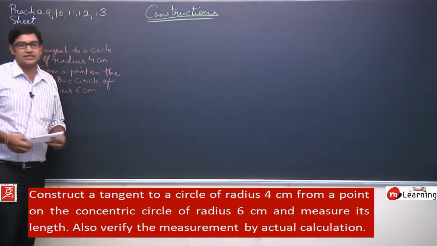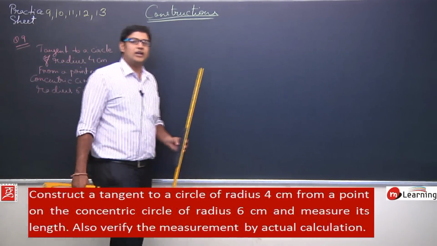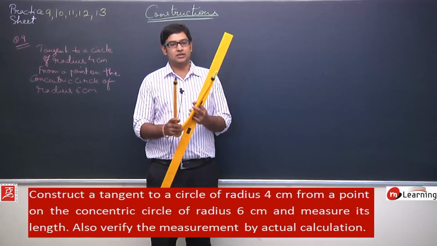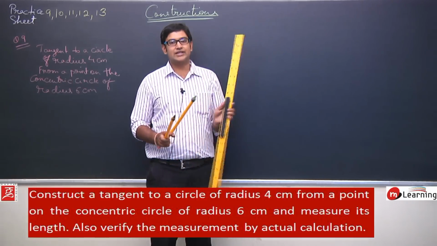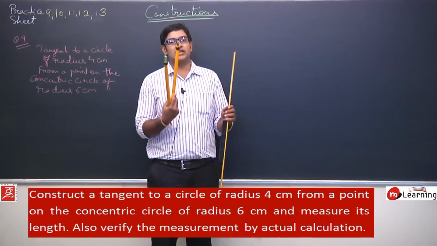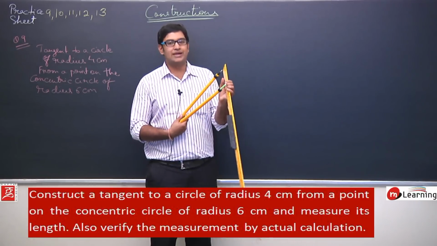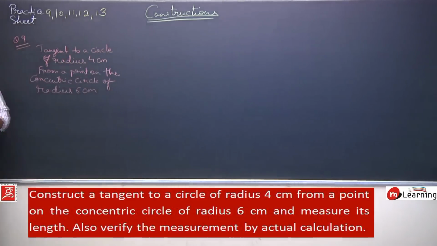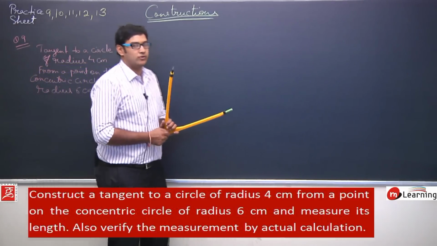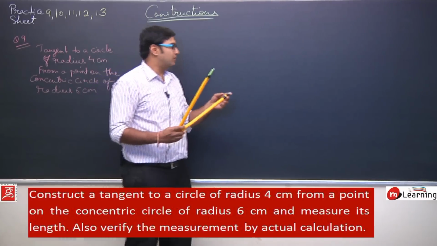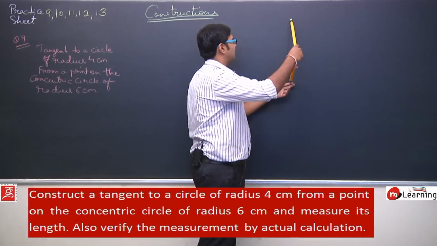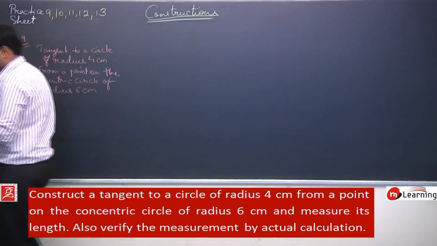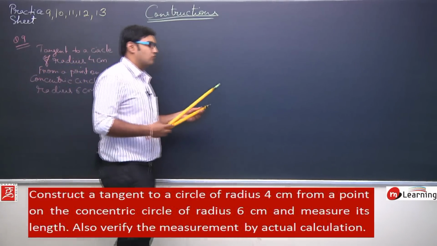So let's see how to draw this circle. What will I do to draw the circle? I will use this compass. I will measure the 4 centimeter length first, using a scale. You can put the needle of this compass at 0 and measure 4 centimeters. So we can see this comes out to be 4 centimeters. I will put the compass at any point randomly and draw a circle of 4 centimeter radius.